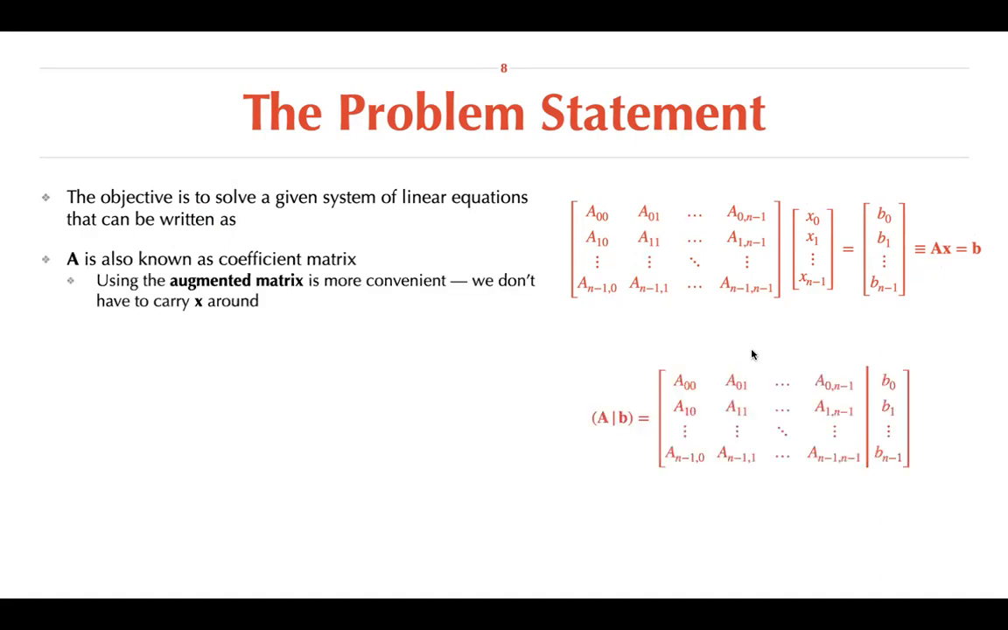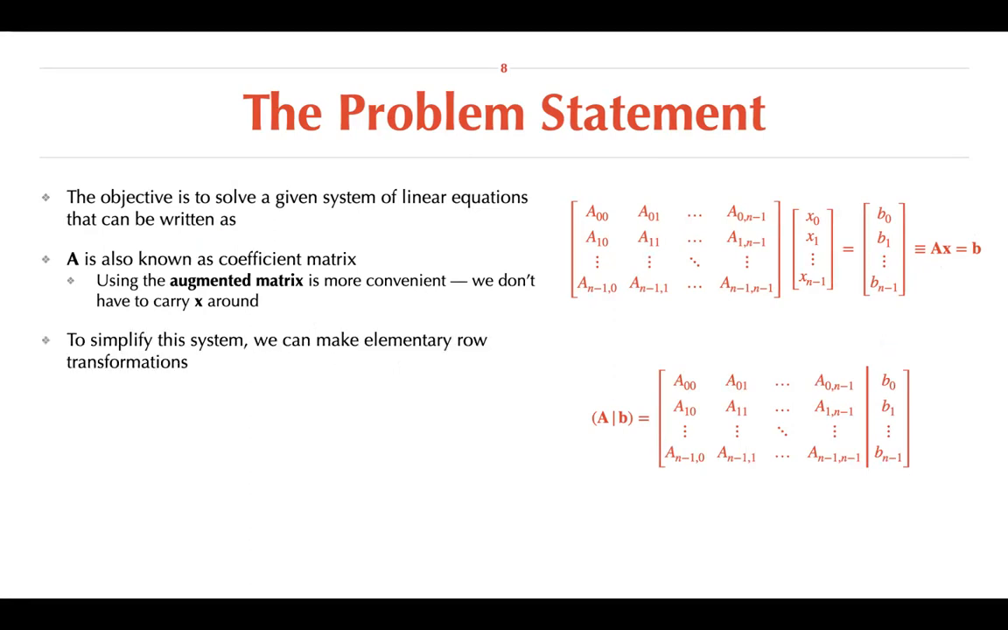And then because I don't want to carry around this x0, x1 information, I'll define something called the augmented matrix, which is defined this way. I'll put all the coefficients of a like this, and all the coefficients of b like this.